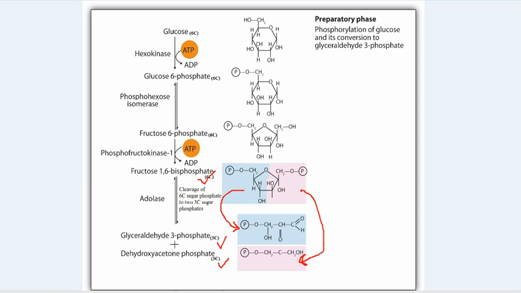Fructose 1,6 bisphosphate is converted into glyceraldehyde 3-phosphate plus dihydroxyacetone phosphate. The enzyme name is aldolase. Aldolase has a function: to break one bigger molecule into 2 smaller molecules without using H2O.